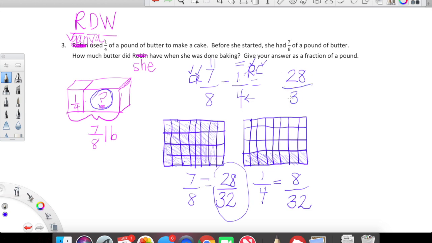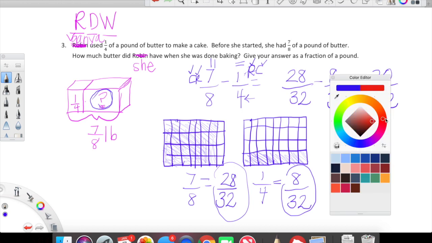So let's rewrite our expression so that we can evaluate this. We have 28 32nds. We've found that 1/4 is equal to 8 32nds. So now we have 28 32nds minus 8 32nds. 28 minus 8 is 20. So in terms of our final difference, it is 20 32nds.